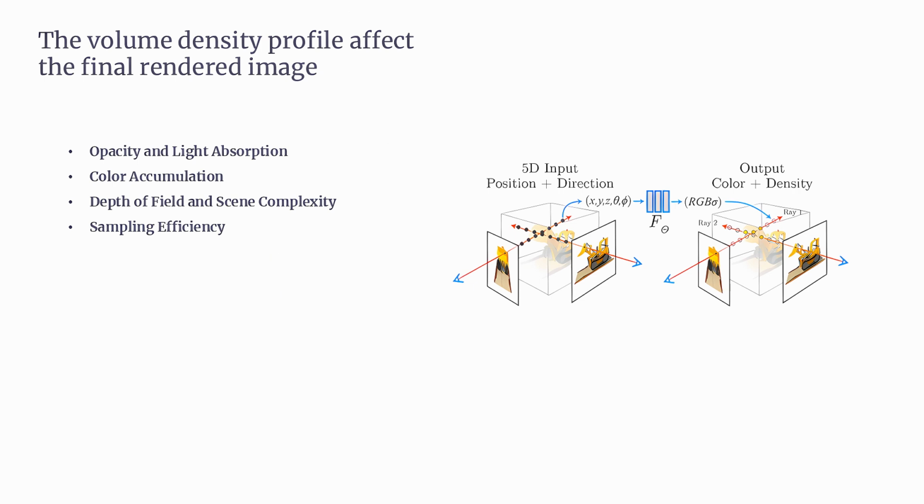In summary, the volume density profile in NeRF plays a crucial role in how light interacts with objects in a scene, influencing both opacity, how light is absorbed or blocked, and the smoothness of color transitions. It helps simulate depth and manage occlusions in complex scenes. By optimizing sampling efficiency and reducing visual artifacts, a well-defined density profile ensures high-quality, realistic renderings.